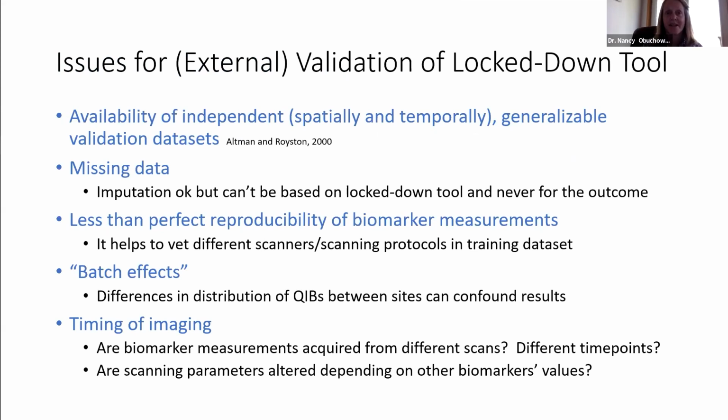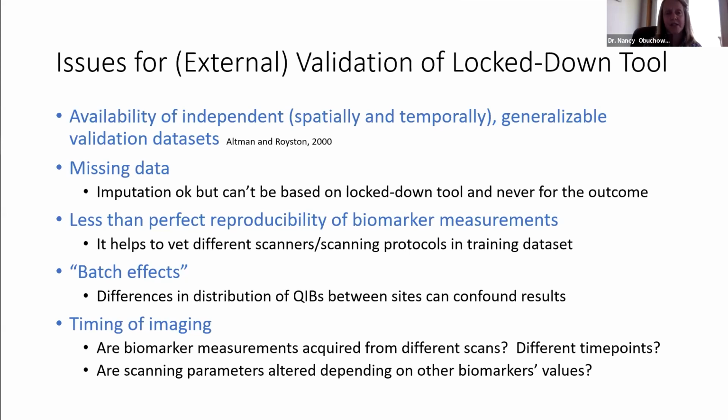The first one is kind of the elephant in the room. It's the availability of validation data sets. And I tell these 2 descriptors to that validation data set. One is we want it to be generalizable. Of course, we want it to be generalizable, but we also need it to be independent of the data set that we use to build the model on. Not only independent, but now we have these terms. We need it to be spatially and temporally independent. So we are expecting a lot from this validation data set. Another issue is missing data.